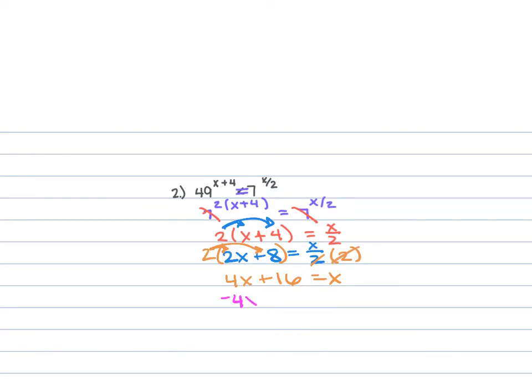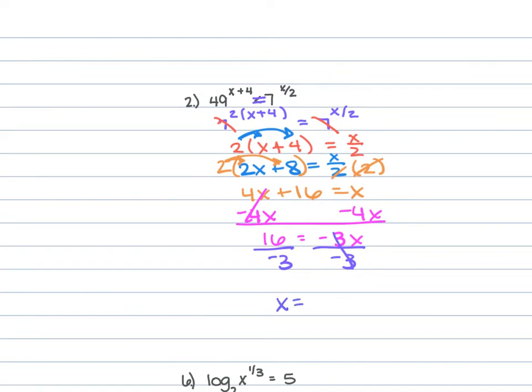And then we're just going to solve for x. So subtract the 4x from each side to get your x's on the same side. You're going to have 16 is equal to negative 3x. And then we divide each side by the negative 3. So x is equal to negative 16 over 3.